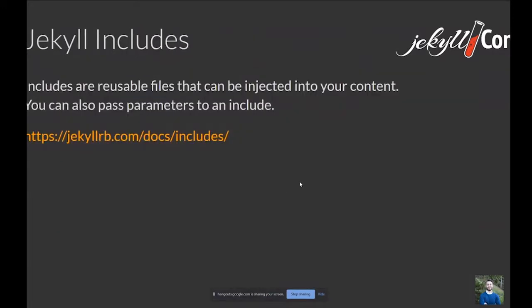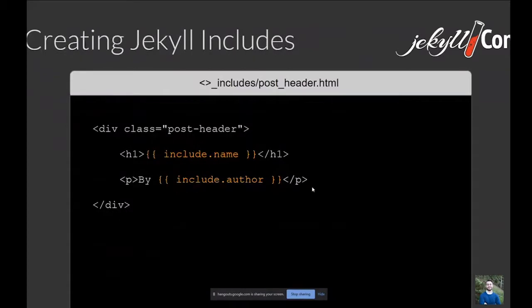Jekyll includes, this keeps your content DRY again, because you can find all of these different parts of your code that you're rewriting and turn them into a single file that can be included once. So this is what an include looks like. It just sits in the _includes folder, and I've called this one post_header.html. And you've got a special namespace in here. So if you want to access a variable that's been passed to an include, you need to use the include namespace and then dot whatever you called your variable.